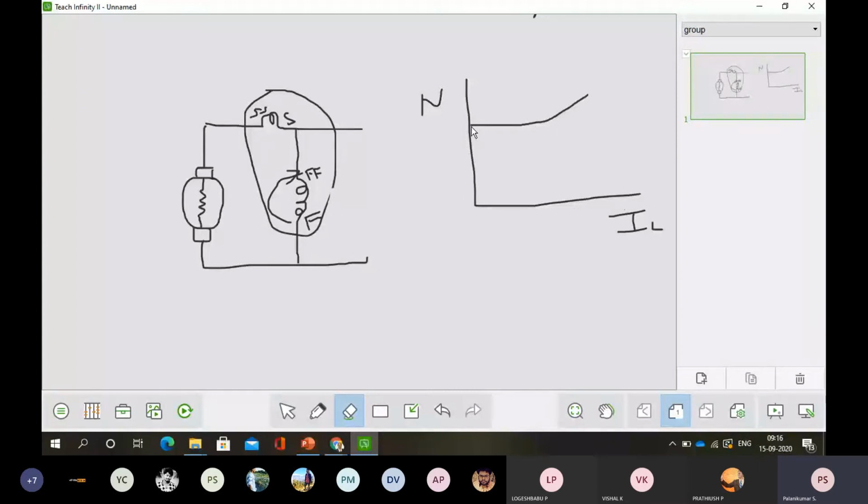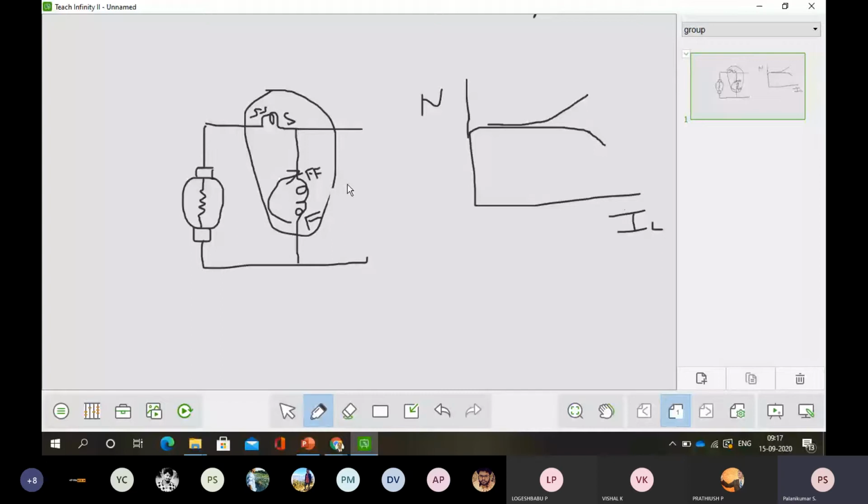The advantage of this is that for a very long time it is capable of producing a constant torque, but only after a certain time does it decrease. So this is the cumulatively compounded motor. We are having two different connections, one is the differentially compounded and the other is the cumulatively compounded.